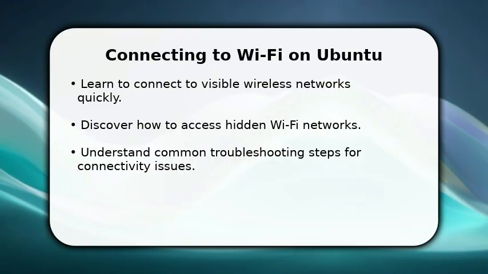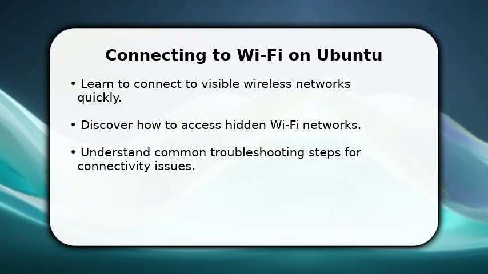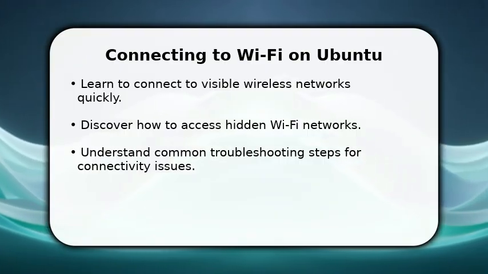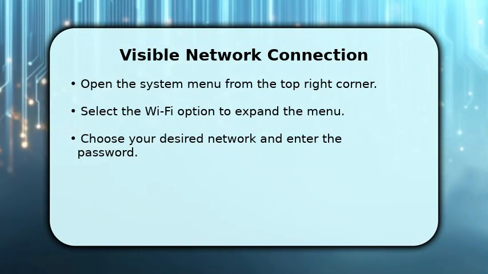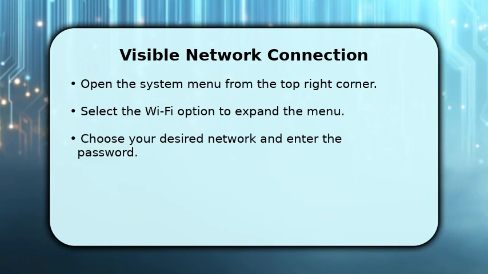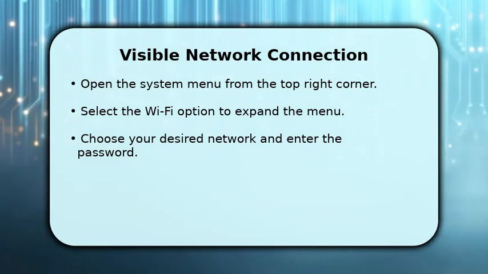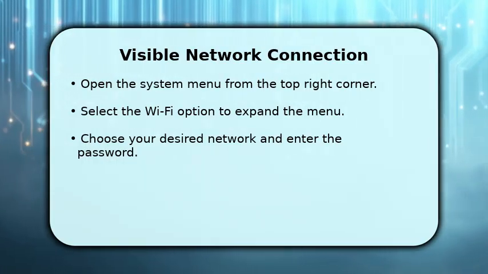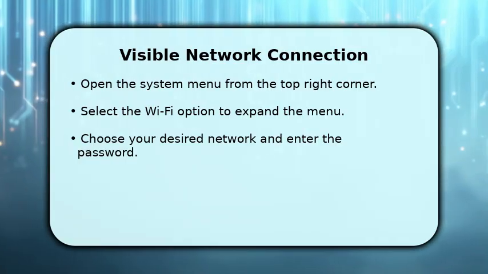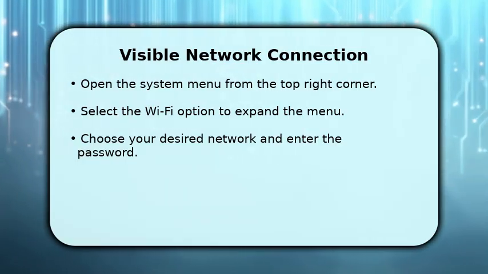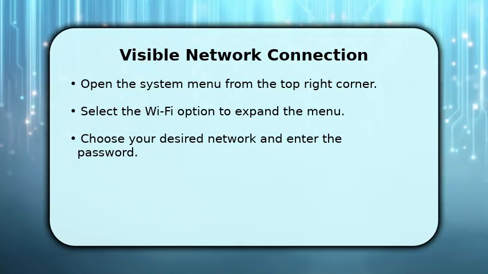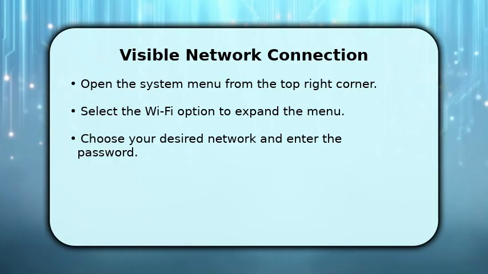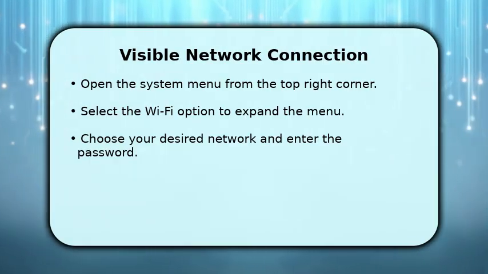This guide will help you establish a stable wireless connection, whether your network is visible or hidden, and address common problems you might encounter. To connect to a visible Wi-Fi network, begin by clicking the system menu in the top right of your desktop. From there, select the Wi-Fi option to expand the list of available networks. Click on the name of the network you want to join. If the network is password protected, a prompt will appear for you to enter the security key. After entering it, click Connect, and your system should establish a connection within a few seconds.